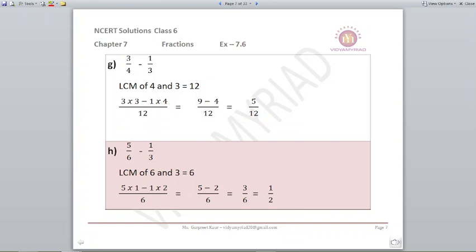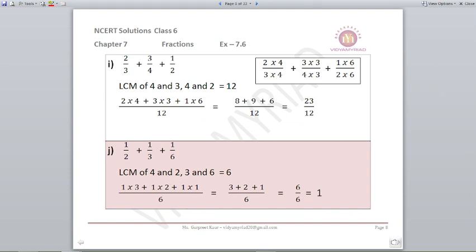Next, 5 upon 6 minus 1 upon 3. Now 3 and 6 LCM is 6. So denominator is 6 as a whole LCM. 5 will remain as 5 because 6 is already there in the denominator, minus 1 will be multiplied by 2. So 5 minus 2 upon 6 gives me 3 upon 6. 3 and 6 both are multiple of 3, so I can reduce it to its lowest term. It will become 1 upon 2.